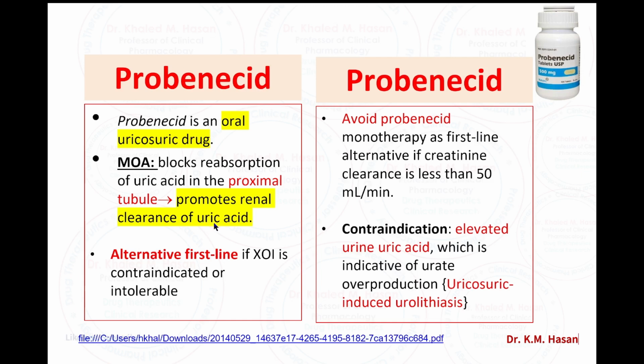Okay, is this medication first line? No, this medication is an alternative to the first line. Therefore, it is considered second line treatment. The first line treatment will be a xanthine oxidase inhibitor. Probenecid is a second line treatment for gout and hyperuricemia. We don't normally use it as monotherapy. Probenecid monotherapy, we try to avoid this medication.